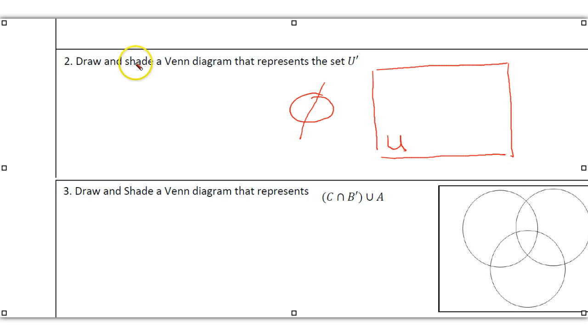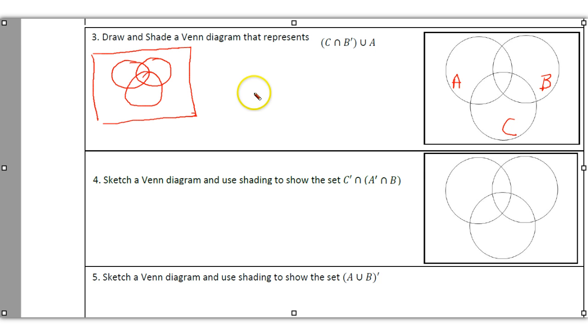So in number 2, they want you to draw a Venn diagram that represents the set, the universe complement. Well, if this is the universe, this would all be shaded in. But the complement of that would be everything not in the universe, and that's an empty set. So I believe this is what the answer would be. There may be different ways of doing it, but let's use what seems to be reasonable.